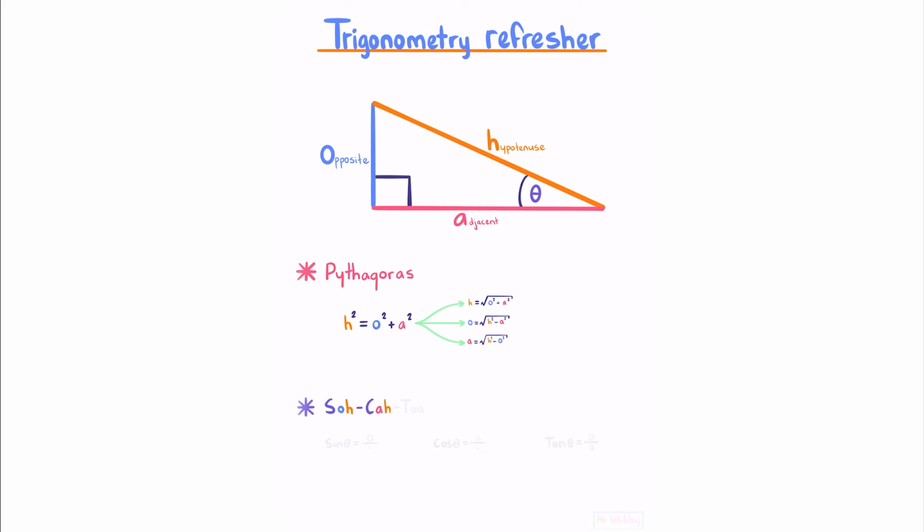The term SOHCAHTOA is a method of remembering trigonometric ratios. SO tells us that sine of the angle is equal to the opposite side divided by the hypotenuse. CAH tells us that the cosine of the angle is equal to the adjacent over the hypotenuse, and TOA tells us that tan of the angle is opposite over adjacent.